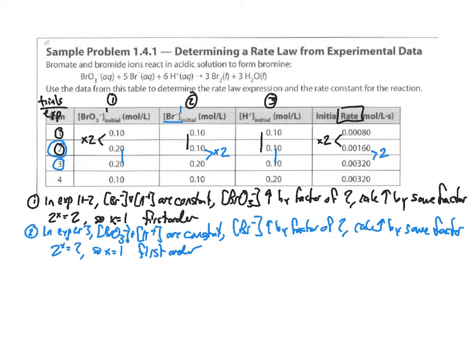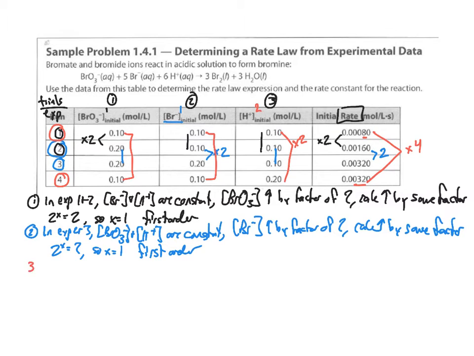So I need to look for an opportunity where my bromate and the bromine or bromide are constant, but the hydrogen is changing. Now, sometimes this is a little bit harder to find, but what I see here is in experiments 1 and 4, that is constant, that is constant, that is increasing by a factor of 2. And if I look here, I see an 8 and I see a 32 that is increasing by a factor of 4, which is the factor squared. So that is a 2.